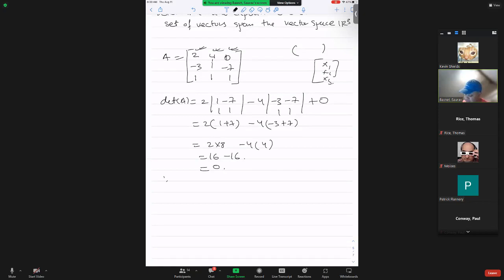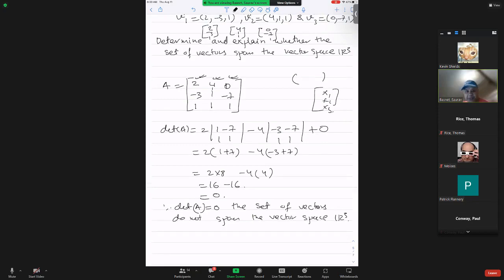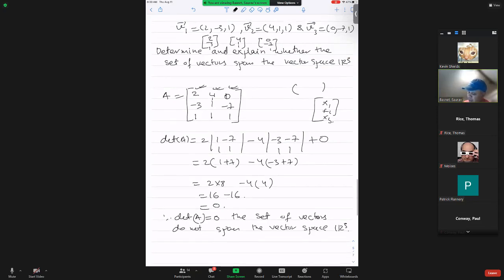So we can write, since the determinant of A is equal to 0, the set of vectors do not span the vector space R3. Okay, it has to be not equal to 0. So it doesn't span. That is just a spanning. This should be enough. If you see my practice problem or lectures, it's pretty long. You don't have to do that.